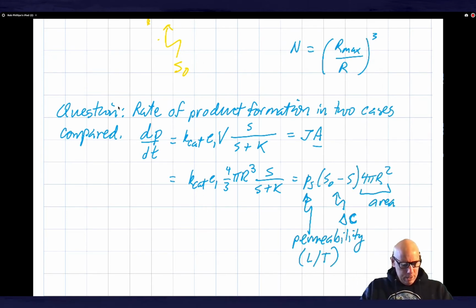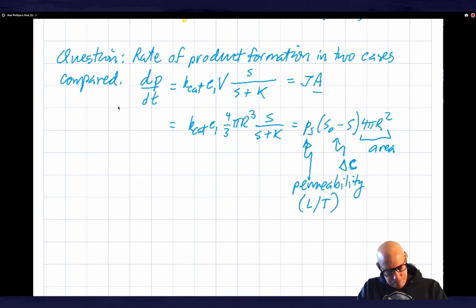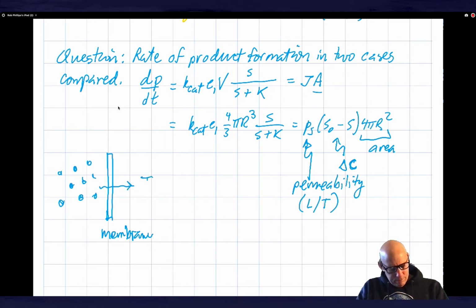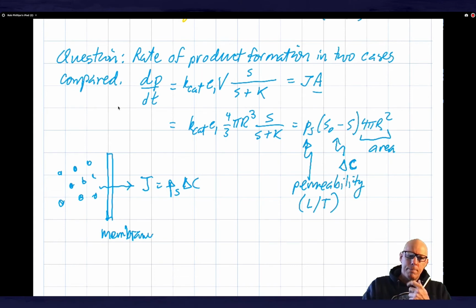So it's a rate. Just to reiterate, if I have a membrane, and on this side I have a bunch of molecules, and on this side I have none, there's going to be a flux across this membrane, and that flux is going to be given by P times delta C. So it's a little bit different than Fick's law because we don't divide by a length. It's not delta C by delta X, it's just delta C. So permeability times the concentration difference gives us a flux.